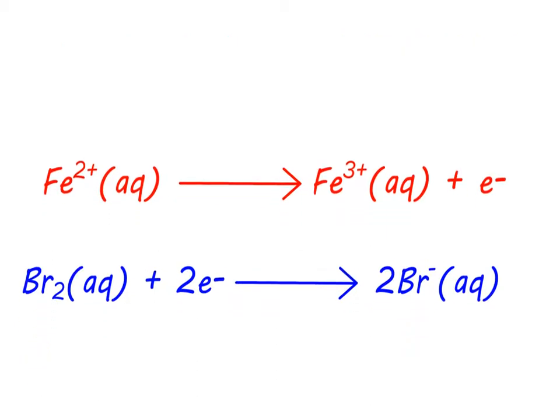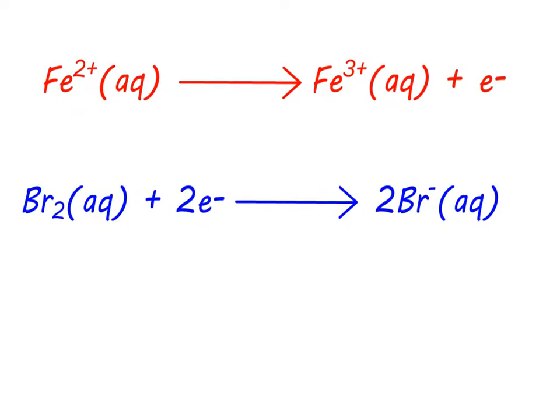These two equations are known as half equations, and we may add together a reduction half equation and an oxidation half equation to give an overall ionic equation for the redox reaction. Before we add half equations, however, we must ensure the number of electrons in each half equation is the same. In this case, we multiply the equation involving the oxidation of iron 2+ by 2.